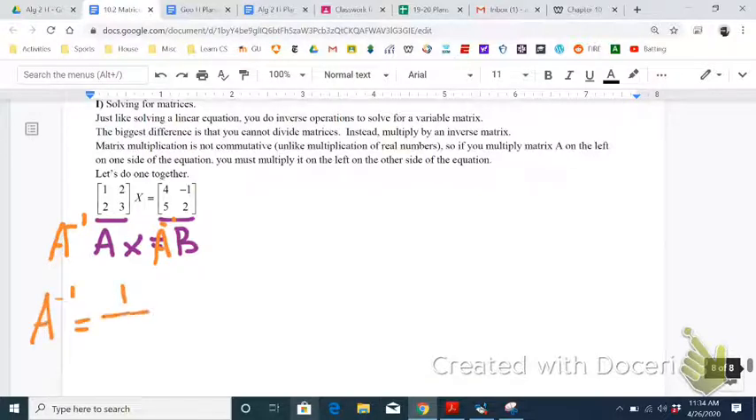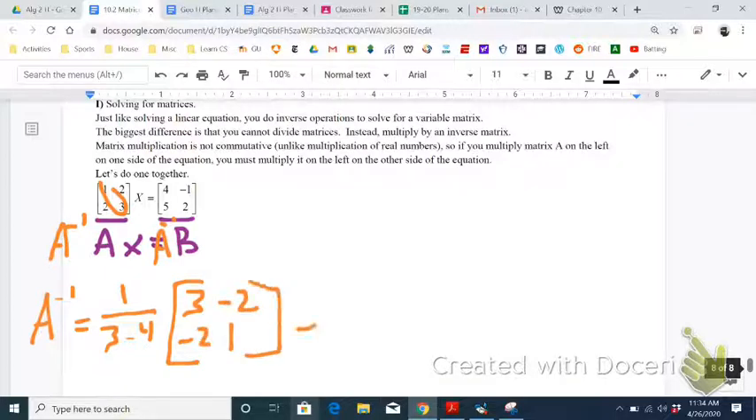Okay, that's going to be 1 over the determinant. So 1 times 3 is 3, minus 2 times 2 is 4. So that's going to be 1 over -1. Times, okay, we're going to switch A and D, so put a 3 there and a 1 there, alright, and then negate B and C. So that's the definition of an inverse, right? And you can do this on the calculator as well, and I'll show you how.